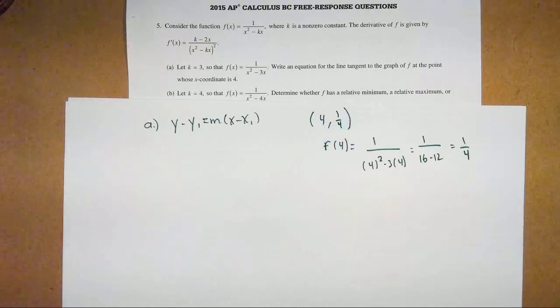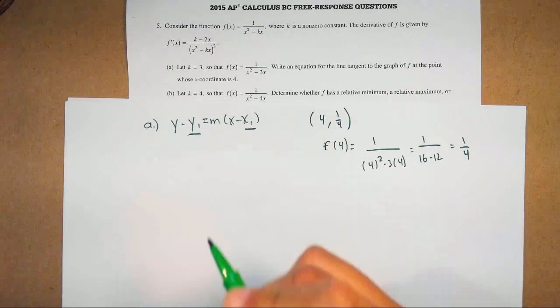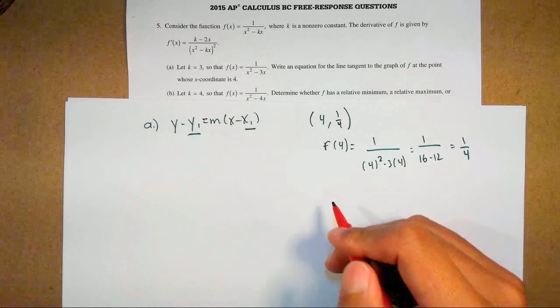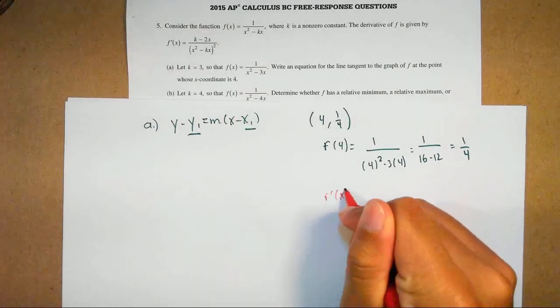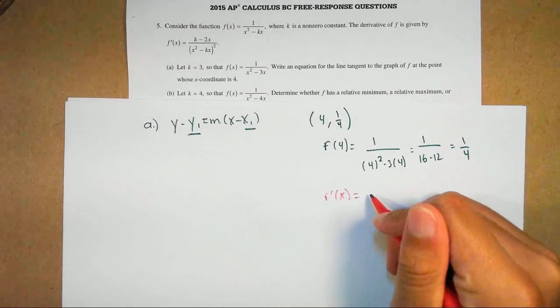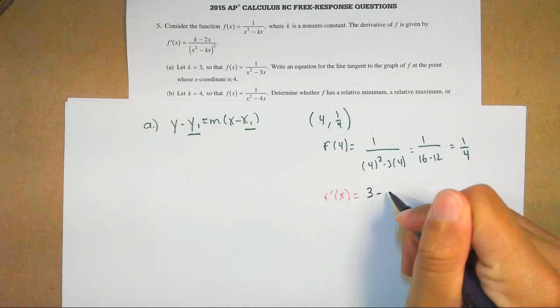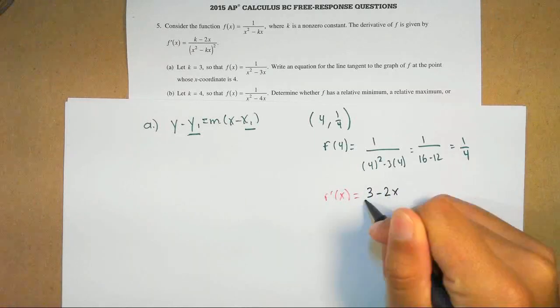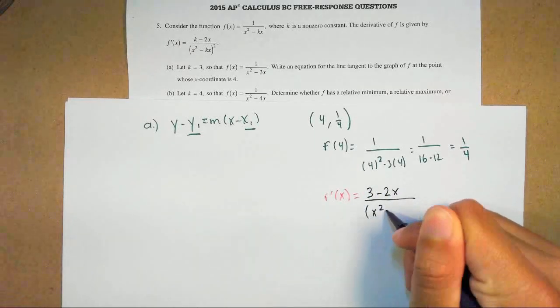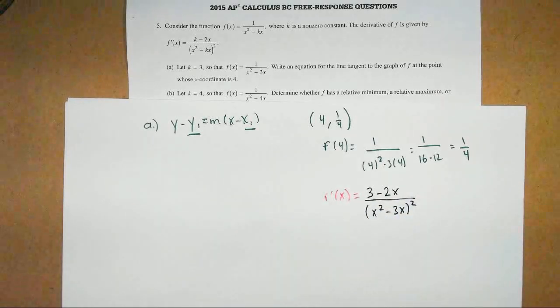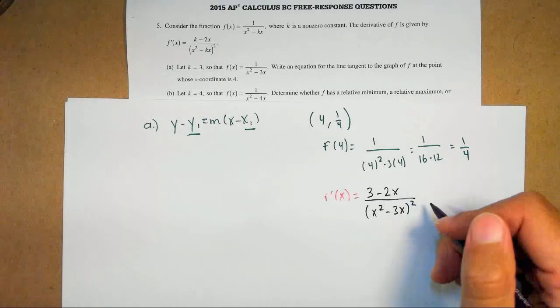Now the next thing we have to find is the m. We have x1, we have y1. Well, how do we find m? We need a slope. We need a derivative. Our derivative they told us was f prime of x equals k, but we already know what k is. We know that k is going to equal 3. So we're going to plug in 3 minus 2 times x over x squared minus 3 times x squared. Well, what's x equal to? We already know x is equal to 4, so plug in 4.